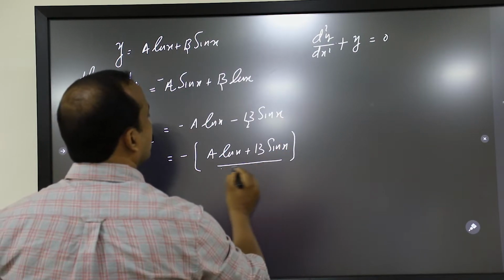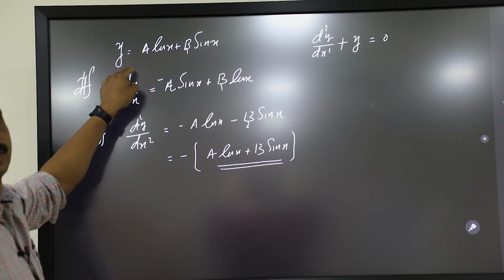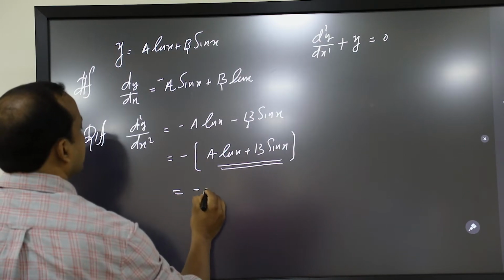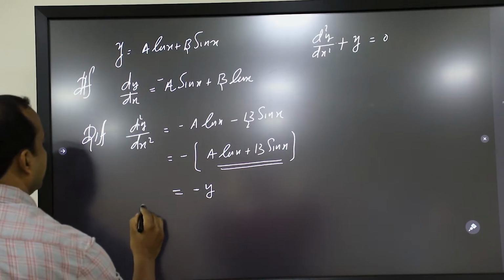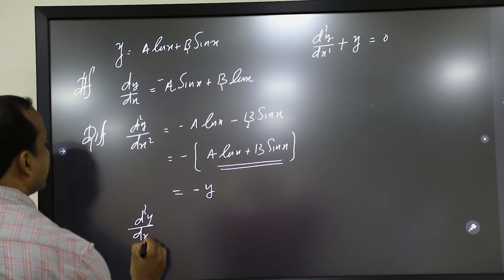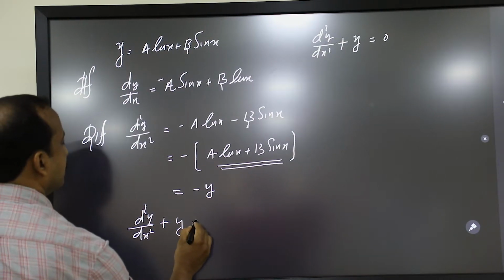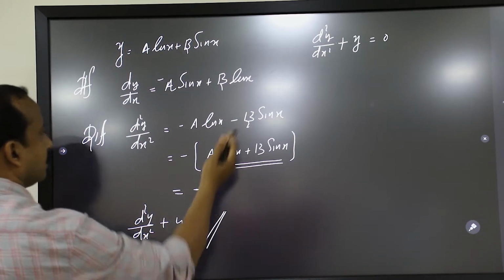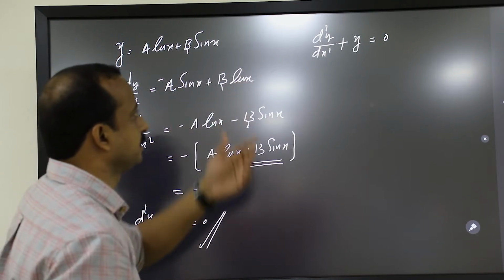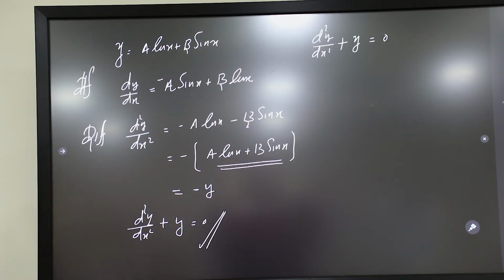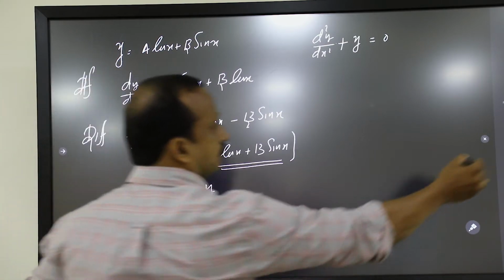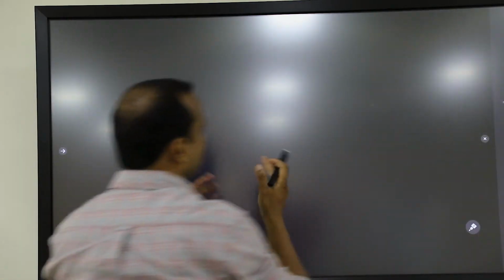You already know that a cos x plus b sin x is the given function y, and therefore minus y. Finally, we get the answer d²y/dx² + y = 0. Proved. We have to prove that d²y/dx² + y = 0. Now, let us discuss one more question similar to this category.